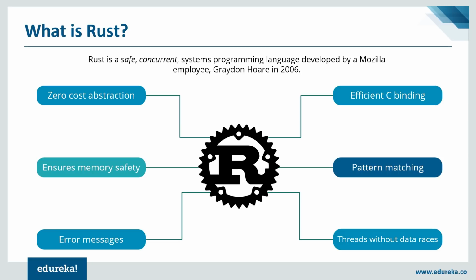Now the next feature is error messages. Rust is very good in case of clarity. Error messages are displayed with formatting, colors, and also suggest corrections for misspellings in our programs.